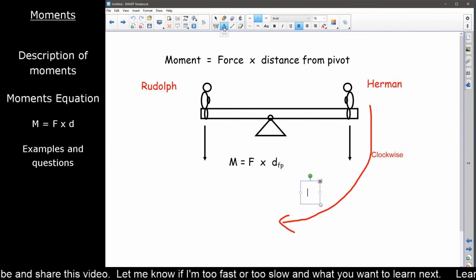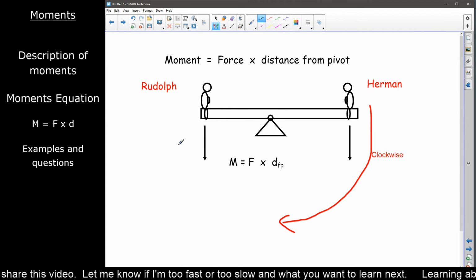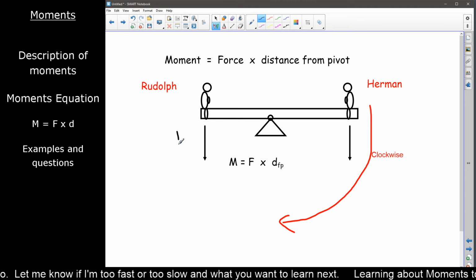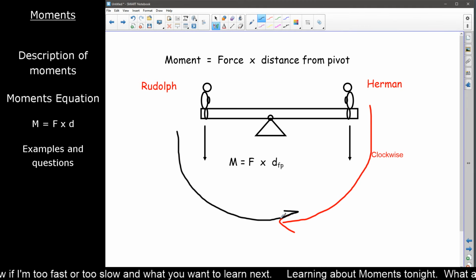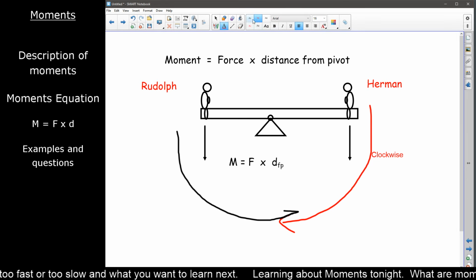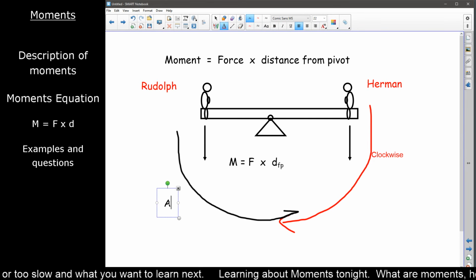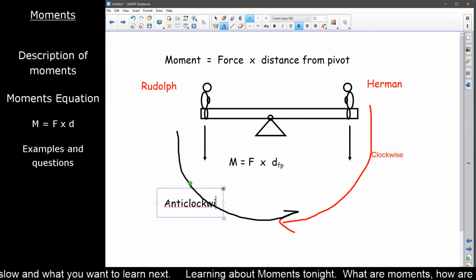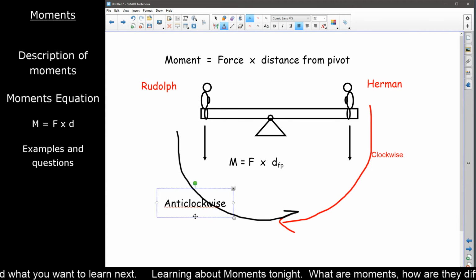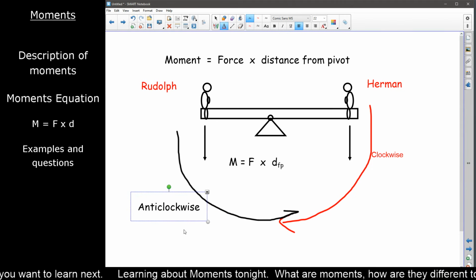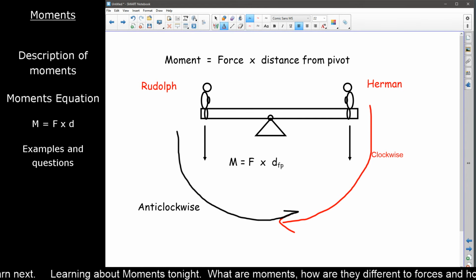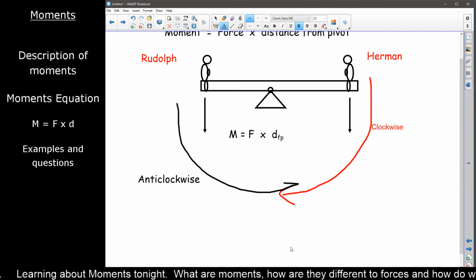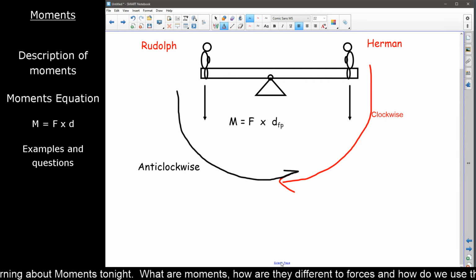Rudolph, on the other hand, is attempting to do the exact opposite. Even though he's got the same force and he's the same distance away from my pivot, he's trying to do the exact same thing but in the opposite direction. He's trying to push it anti-clockwise. And because they're the same distance from the pivot and because they're applying the same force, what's going on clockwise is exactly the same as what's going on anti-clockwise, and they cancel.